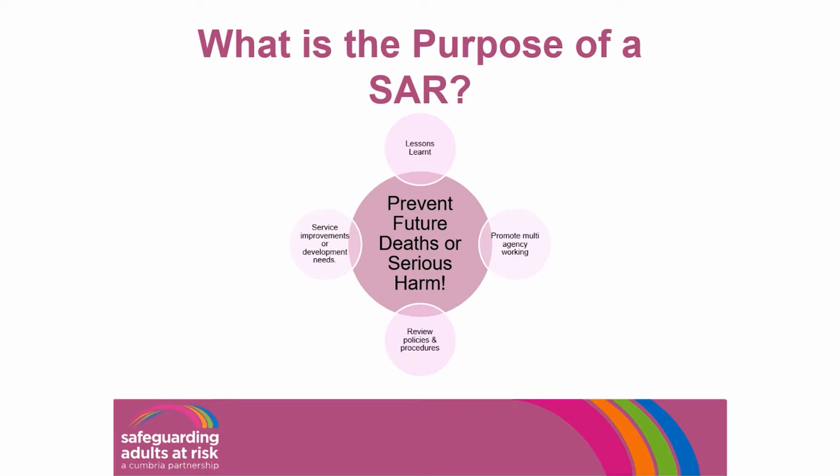So what's the purpose of the SAR? Essentially, the purpose of the SAR is to prevent future deaths or serious harm. It's an opportunity to promote effective learning and improvement action to prevent those future deaths or serious harm from occurring. It's about learning lessons from the case and making sure those lessons are applied to future cases by all agencies, in this instance across Cumbria, to prevent that harm occurring again. It's also an opportunity to promote multi-agency working and to work through any blockages, challenges or obstructions which we, as a partnership, might be facing, and it gives us the opportunity to strengthen multi-agency working.